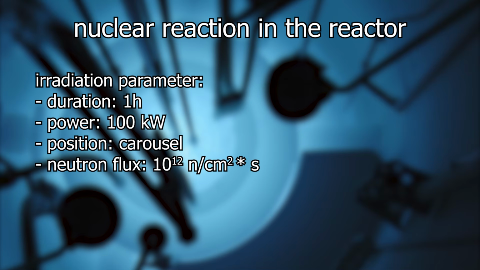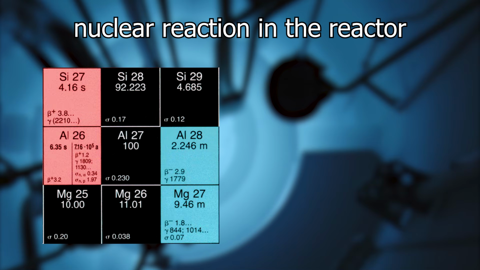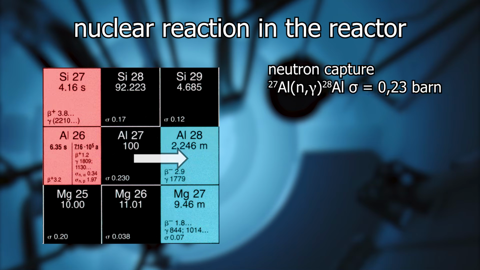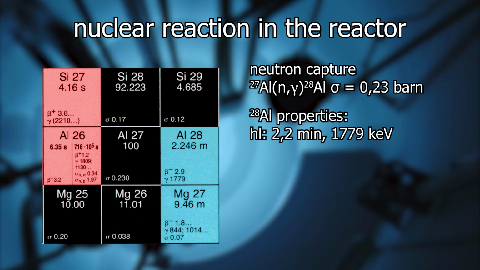This corresponds to approximately a neutron flux of 10 to the power of 12 neutrons per second per square centimeter. First and foremost, the aluminium foil is still aluminium. Some of these aluminium-26 atoms have now been converted into aluminium-28. Neutron capture occurs with a cross-section of just 0.23 barn. But we do have a lot of aluminium. Accordingly, the reaction is not negligible.